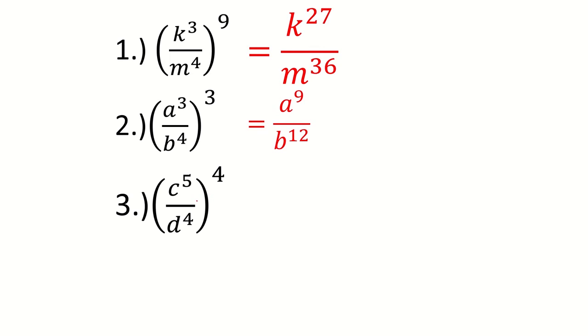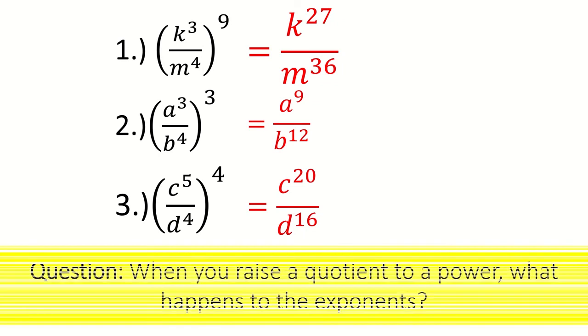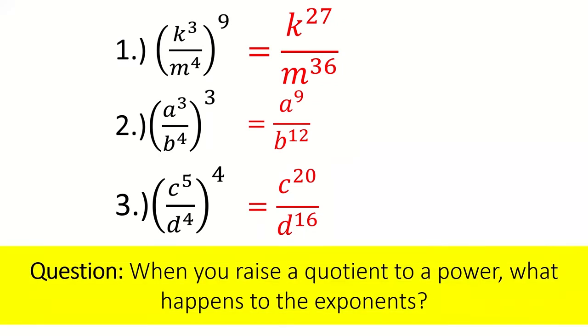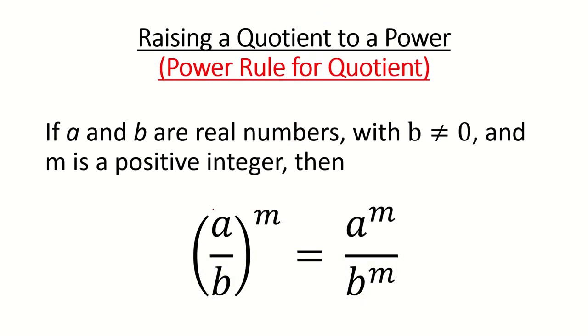And then, what is the fourth power of c to the power of 5 divided by d to the power of 4? Answer is c to the power of 20 over d to the power of 16. So, tanong ko ngayon, ano yung mangyayari kapag ang quotient is raised into a power? Yes, that's correct. You just have to multiply the exponents. Think as if you're distributing it to all of the exponents in both our numerator and our denominator.